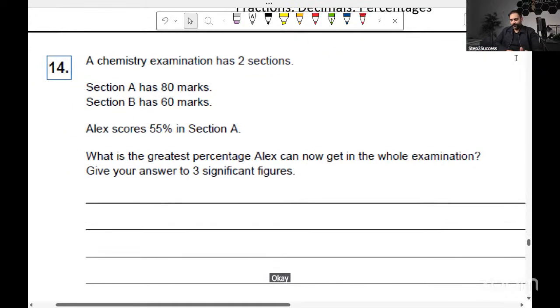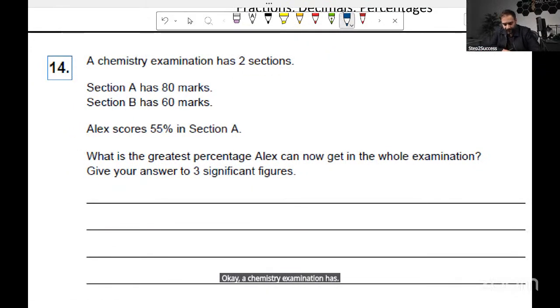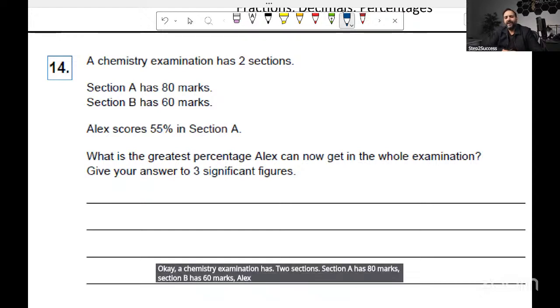A chemistry examination has 2 sections. Section A has 80 marks, section B has 60 marks. Alex scores 55% in section A. It's quite a hard question. I'll probably use a calculator for this.